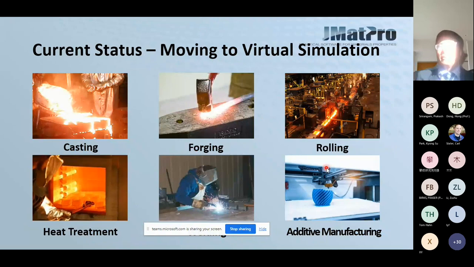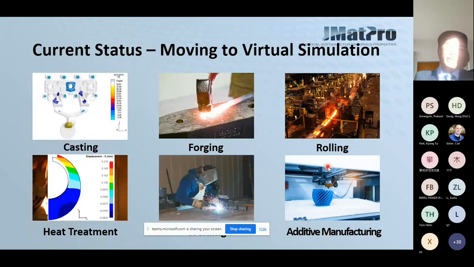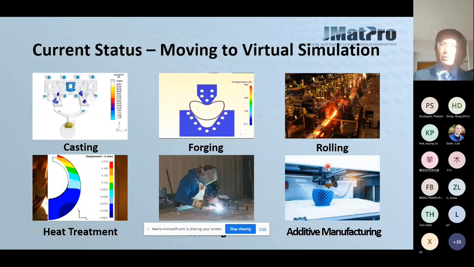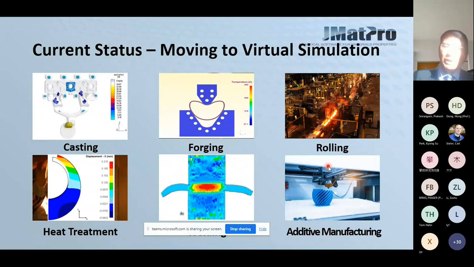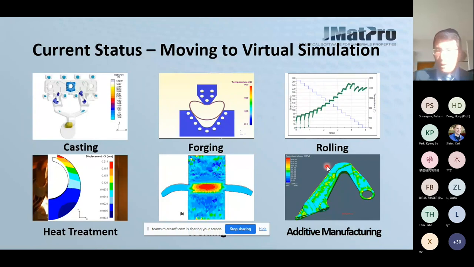And again, just our current status: I mentioned a few processing techniques at the start, and I'm happy to say that lots of those things can already be achieved by this kind of linkage between materials modeling and processing simulation, from casting to heat treatment to forging to welding and rolling and 3D printing.